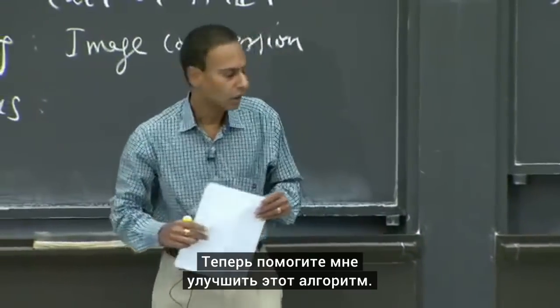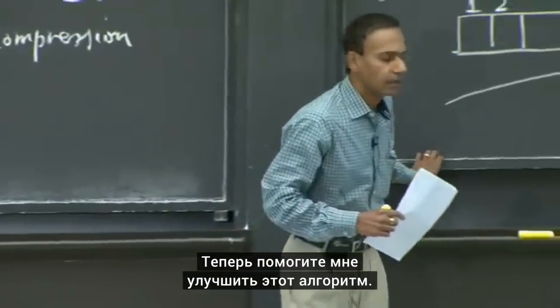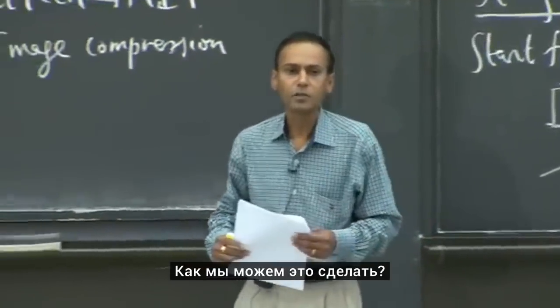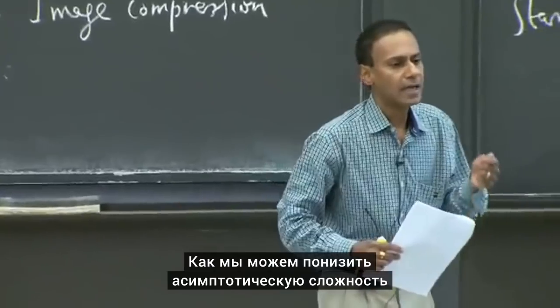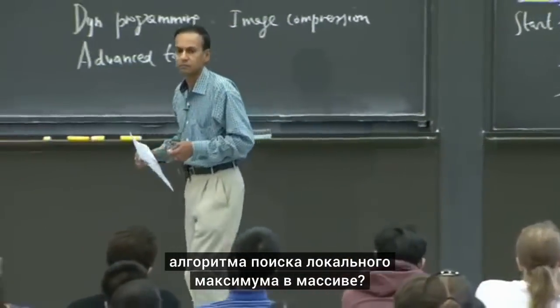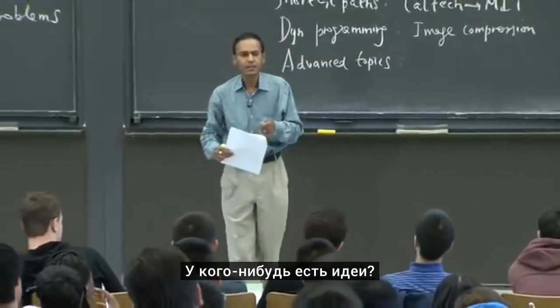Okay. So someone help me do better. How can we do better? How can we lower the asymptotic complexity of a one-dimensional peak finder? Anybody want to take a stab at that?